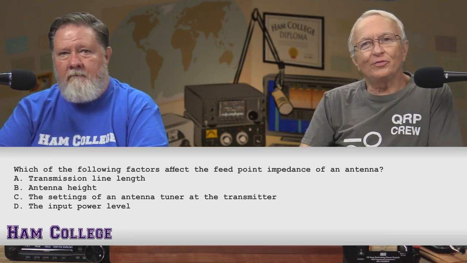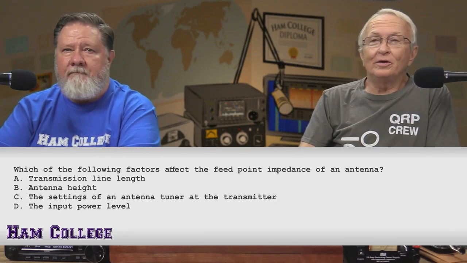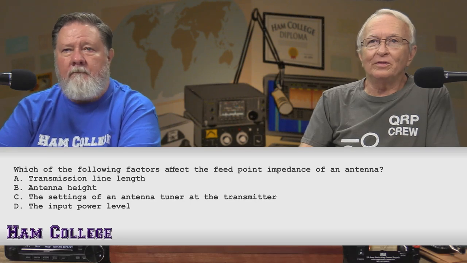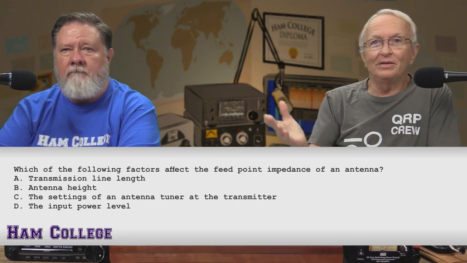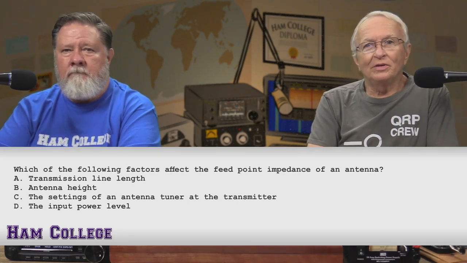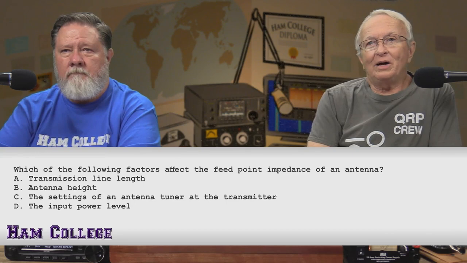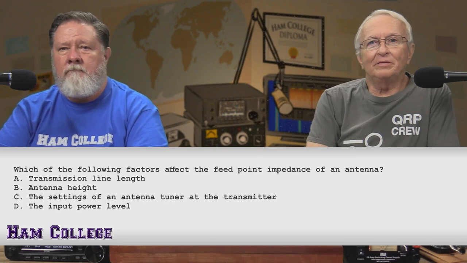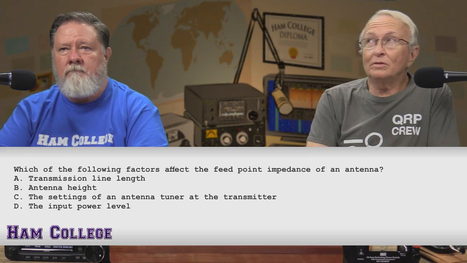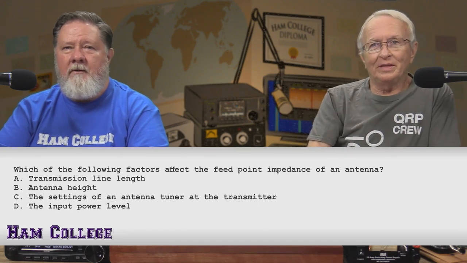Well, let's go through them all. First, A, transmission line length. No, because the transmission line is going to have the same impedance whether it's a foot long or 100 feet long. If it's 50 ohm line, it's going to remain 50 ohms. D, the input power level. The amount of power is not going to affect the impedance of the antenna. C, the setting of an antenna tuner at the transmitter. No, because we're talking about the impedance not at the transmitter. That's just going to make the radio appear to be matched.